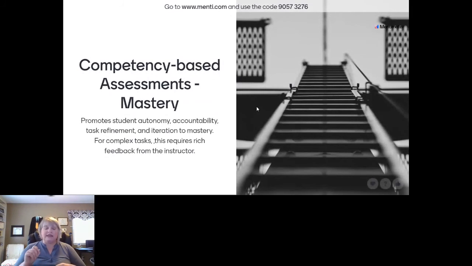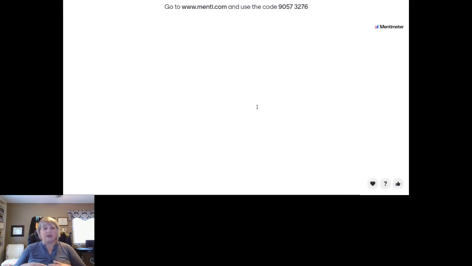Competency-based assessments are significantly important. This promotes student autonomy, holds students accountable to the tasks they have to master in the course, allows them to see where improvements should be made, and lets them plan for iteration to mastery. This is what we do in healthcare for complex tasks, and it requires a lot of feedback from the instructor. In healthcare, when we work in the hospital, usually the first 90 days of onboarding is full of competency-based assessments in the form of performance checklists.